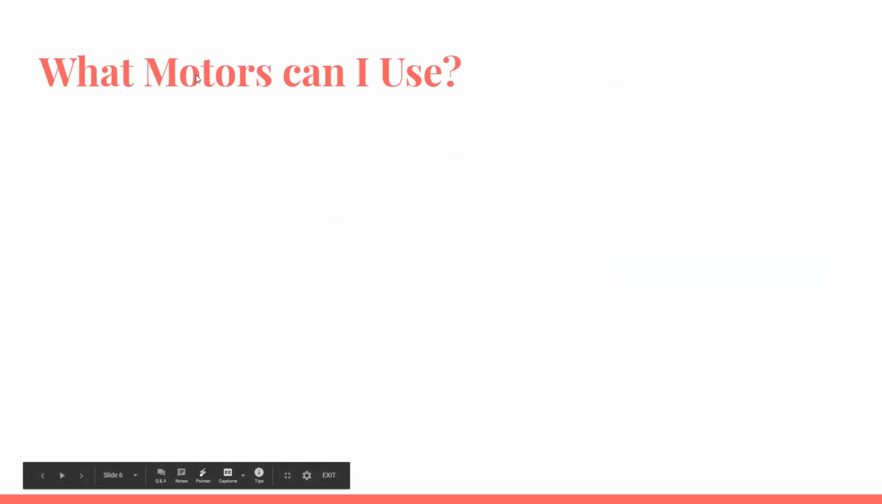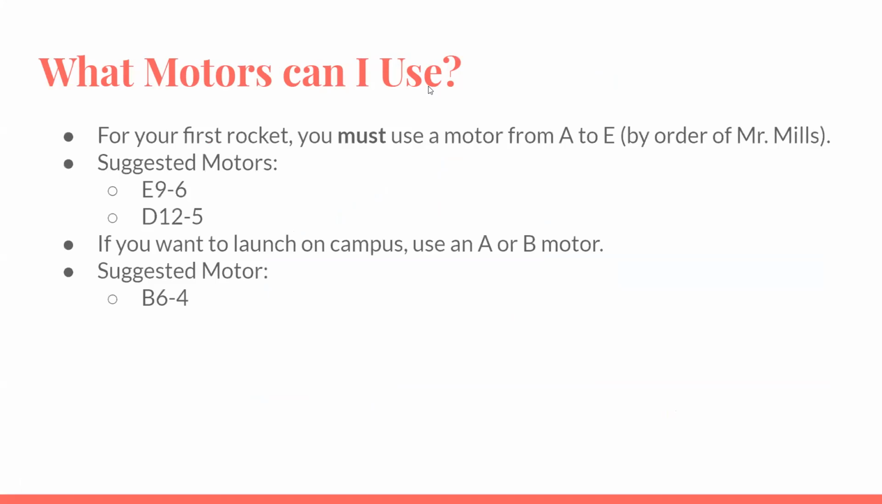So what motors can you use for your first rocket? As I alluded to earlier, you have to use an A to E motor. You can't just start with a Q motor. That's the Mr. Mills policy. So some suggestions I have are E9.6s and D12.5s. Those are motors we're going to have at school. Other motors, we can't guarantee we'll have them, but these are motors we have plenty of.